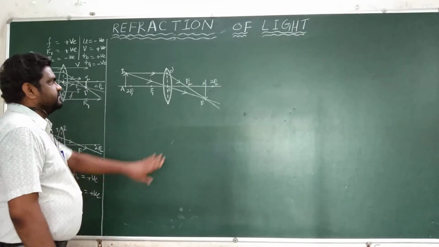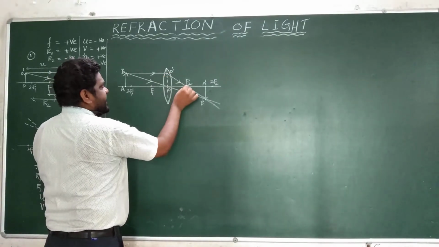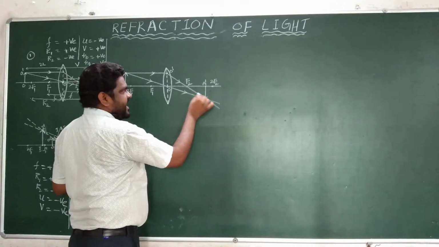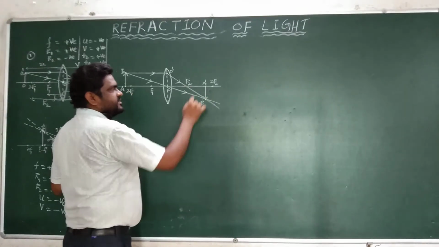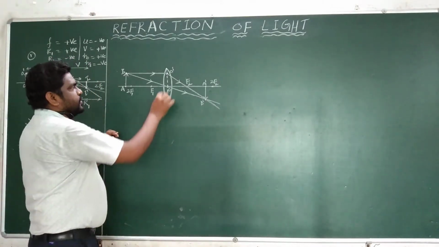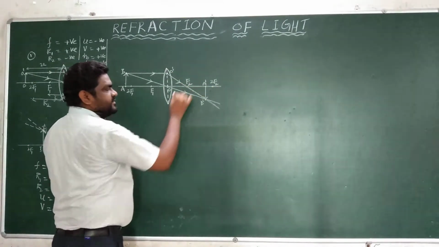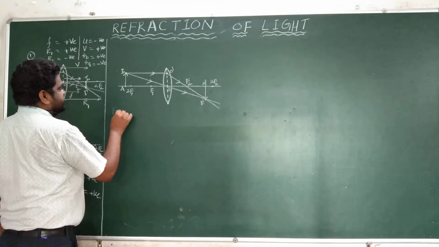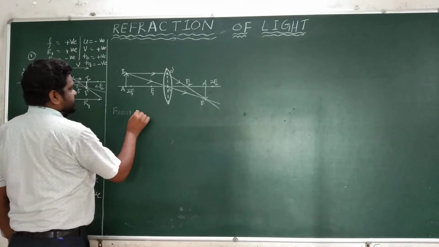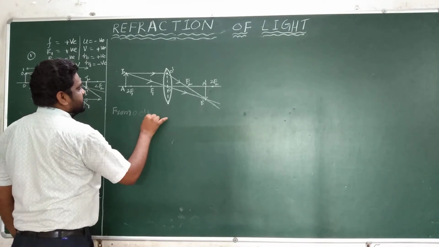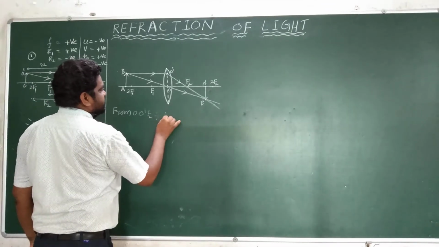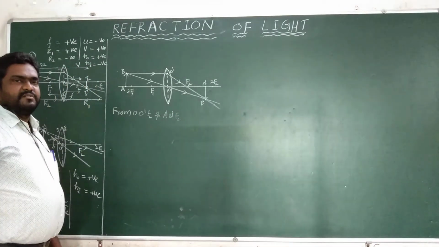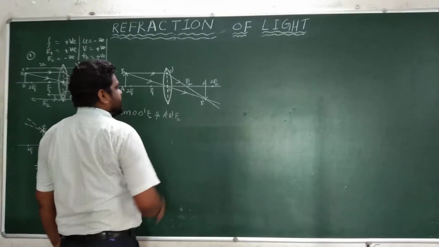From this diagram, see here, O dash and F2, this is a right angle triangle. Similarly, A dash B dash F2, this is also a right angle triangle. From these two, O dash F2 and A dash B dash F2, these two are similar triangles. From similar triangle properties, from O dash F2 and A dash B dash F2, from these two triangles, these two are similar triangles.